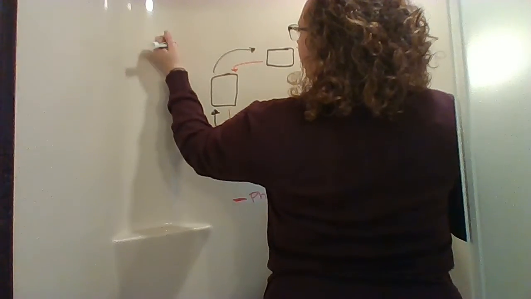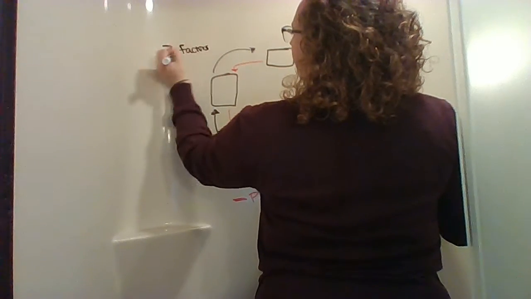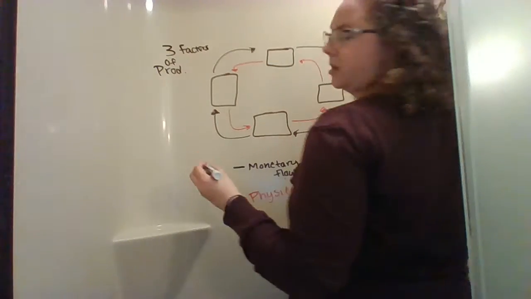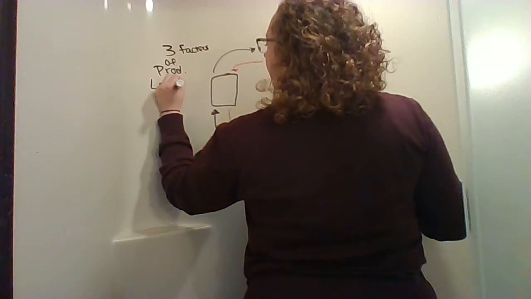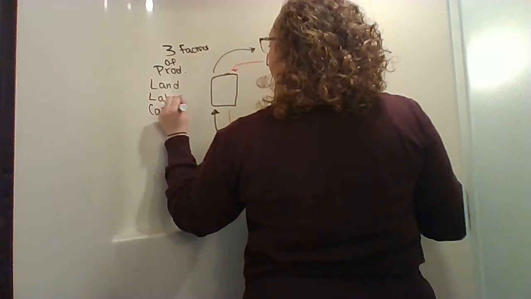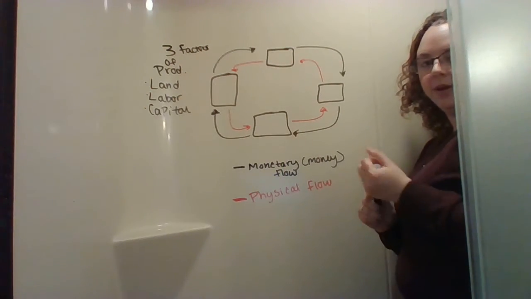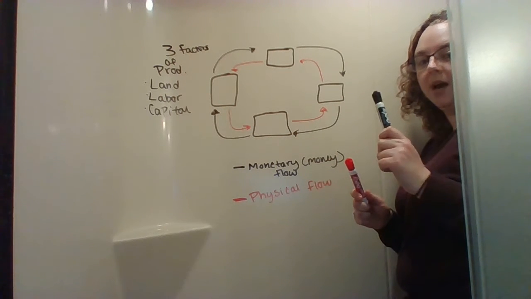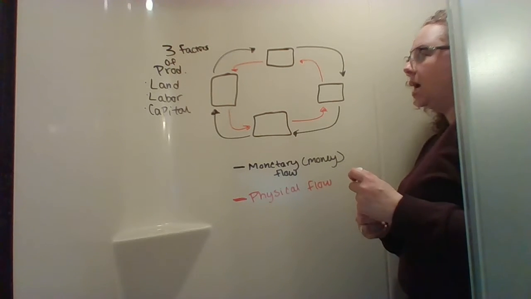Okay. The 3 factors of production, and I'm going to do this off in the corner here, are land, labor, capital. LLC. Okay? LLC. Land, labor, capital. So remind yourselves, if you have to go over this again, what makes up land, what makes labor, what makes capital. Okay? All right.